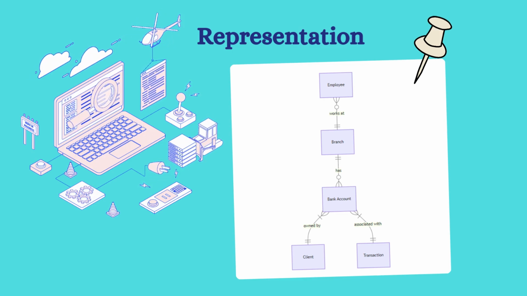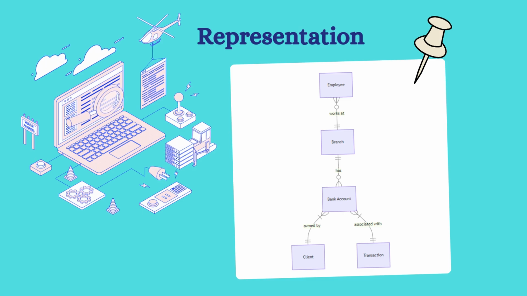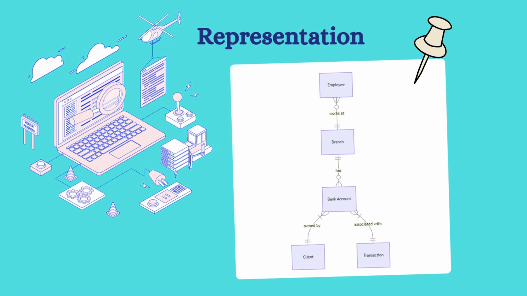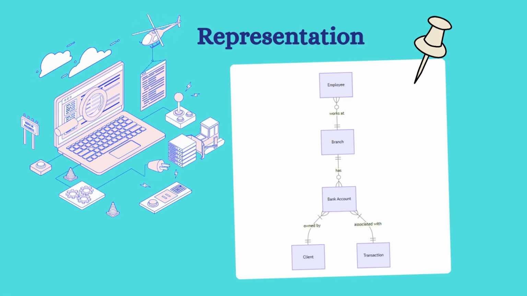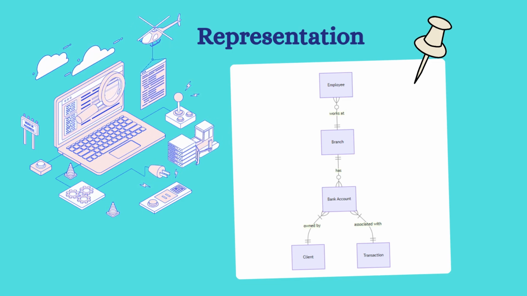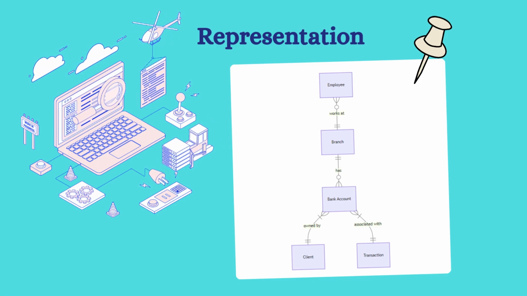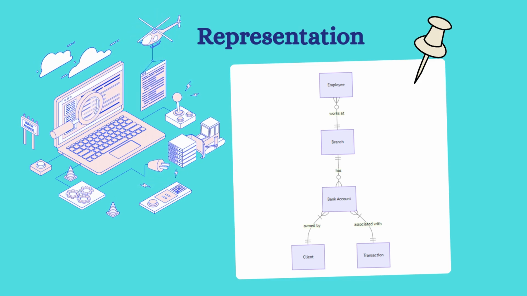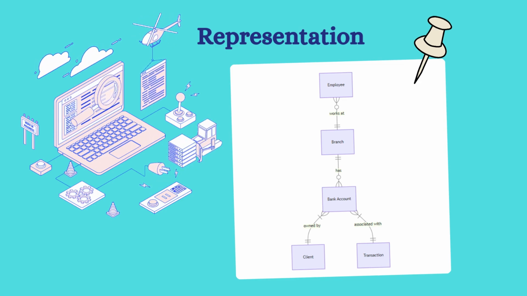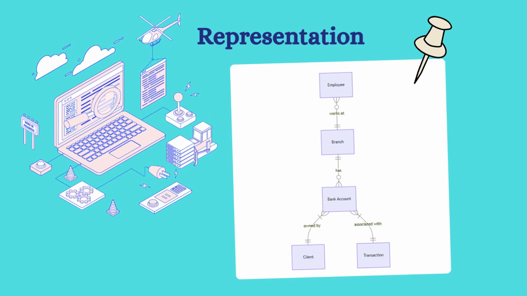A branch can have multiple bank accounts or none, while each bank account is associated with one branch, which is a one-to-many relationship. Transaction and bank account. Each transaction, withdrawal, deposit, or transfer, is tied to one bank account, but a bank account can have multiple transactions, which is a one-to-many relationship. Client and bank account. A client can have multiple bank accounts, but each bank account belongs to only one client, which is a many-to-one relationship.